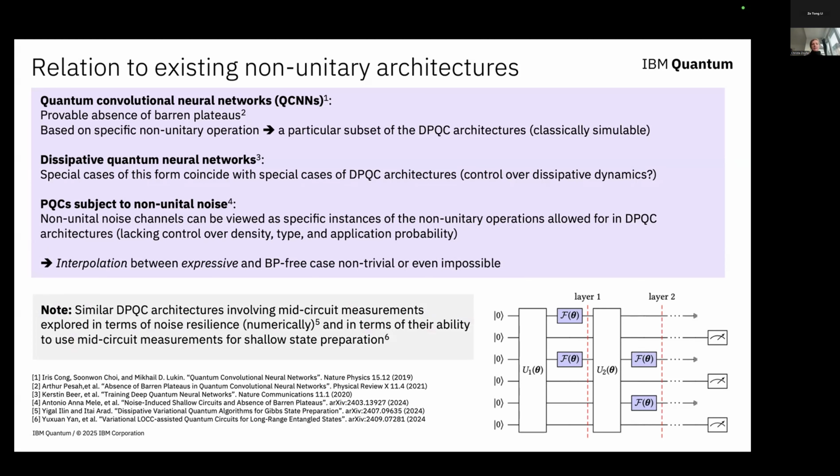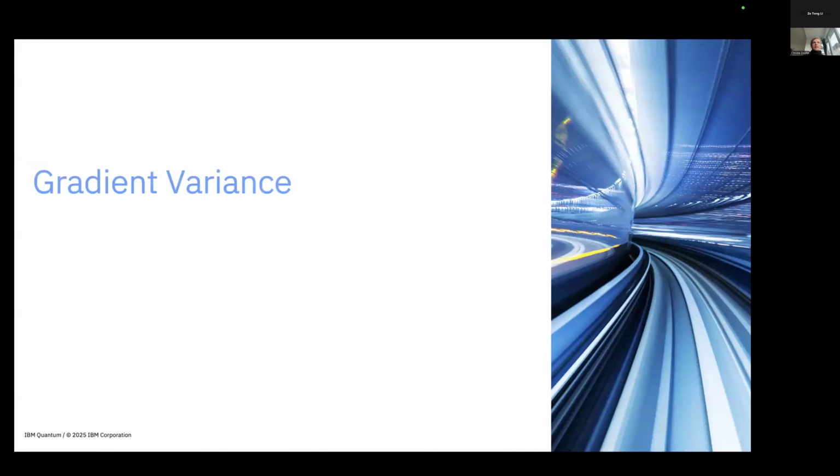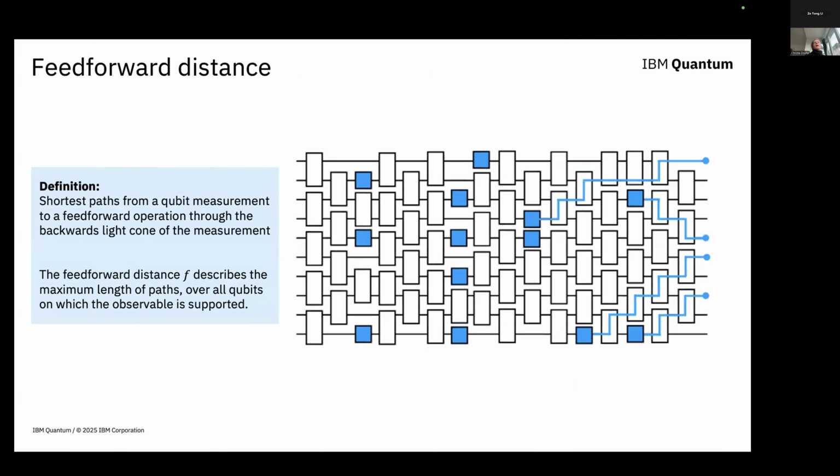Good. Yes, and there's a couple of other architectures that have been considered numerically for shallow state preparation, but let's focus on what we've done here. Good. Now to come to the proof and to outline why barren plateaus provably do not occur for a random initialization, in order to make the statement, we need to have an understanding of this feed-forward distance.